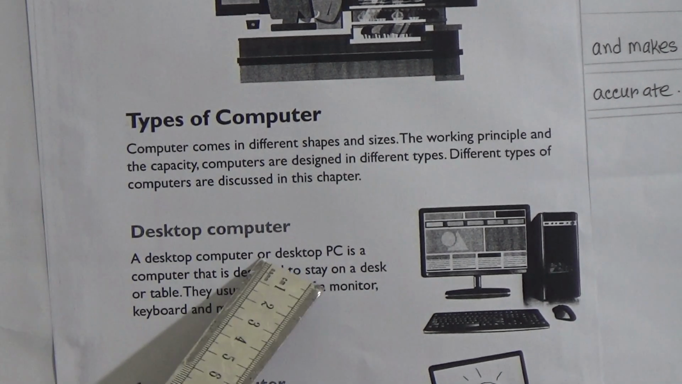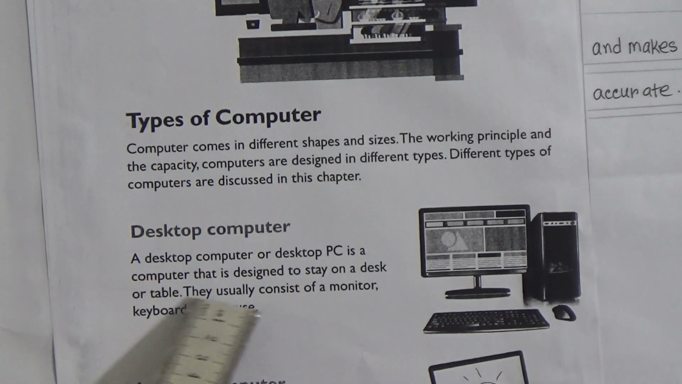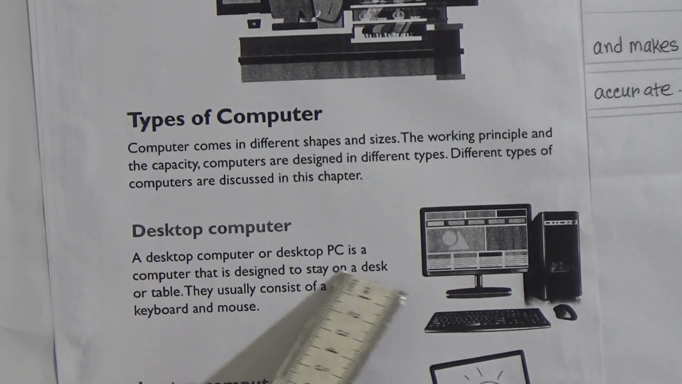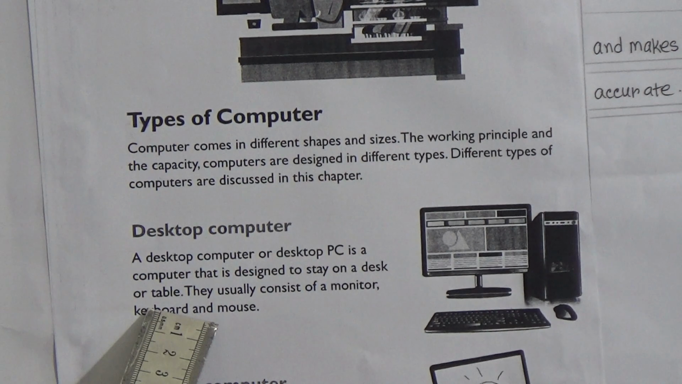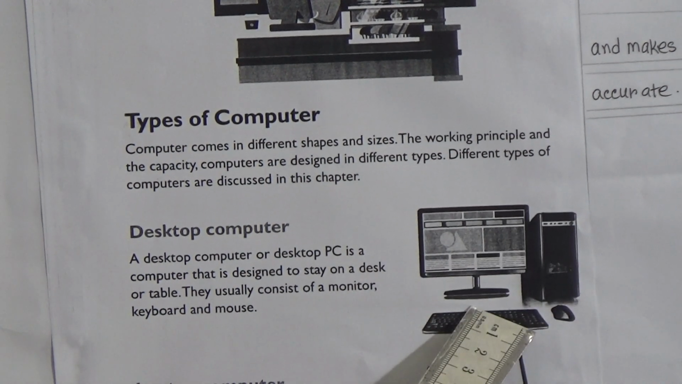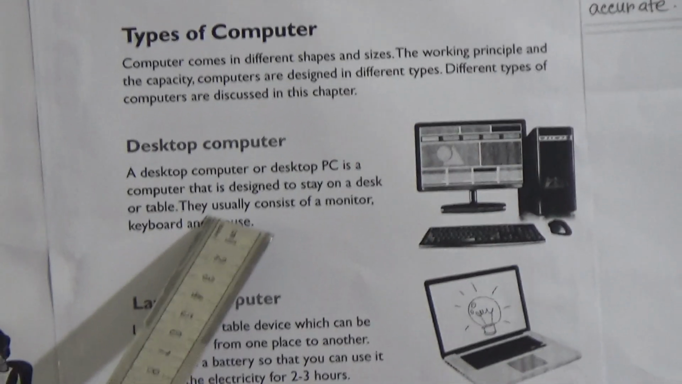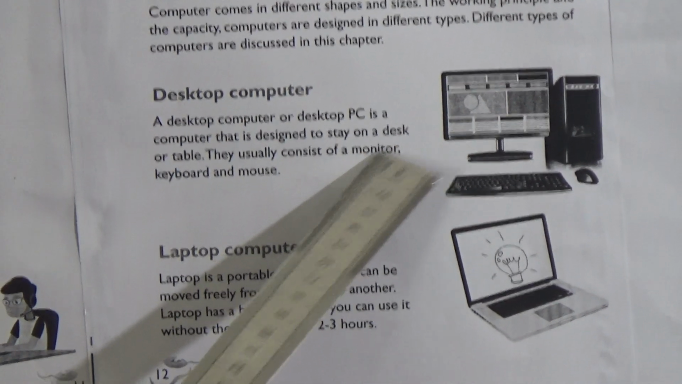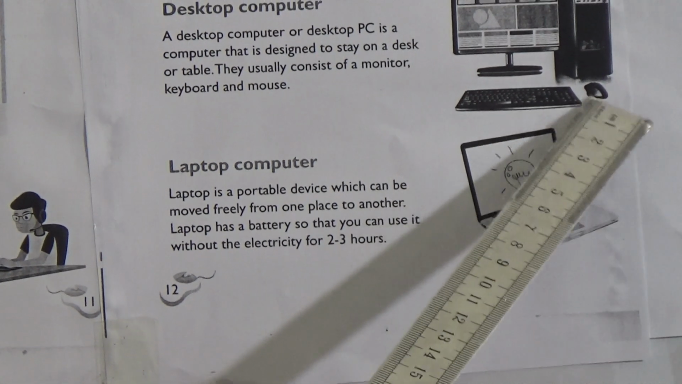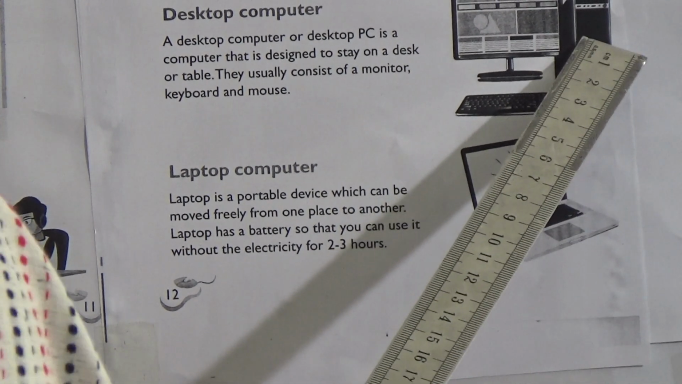A desktop computer or desktop PC is a computer that is designed to stay on a desk or table. Okay. This is a picture of a desktop computer. They usually consist of a monitor. It is a monitor, keyboard and a mouse. This is a keyboard and this is a mouse, and it's a CPU.